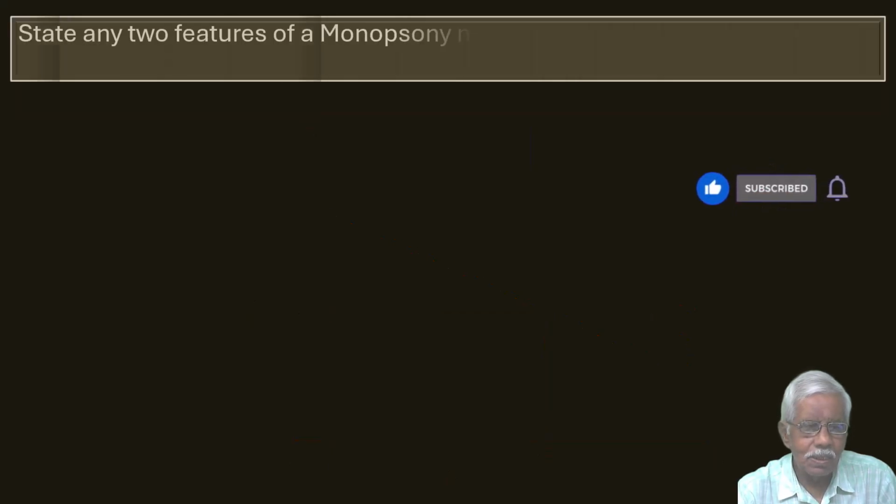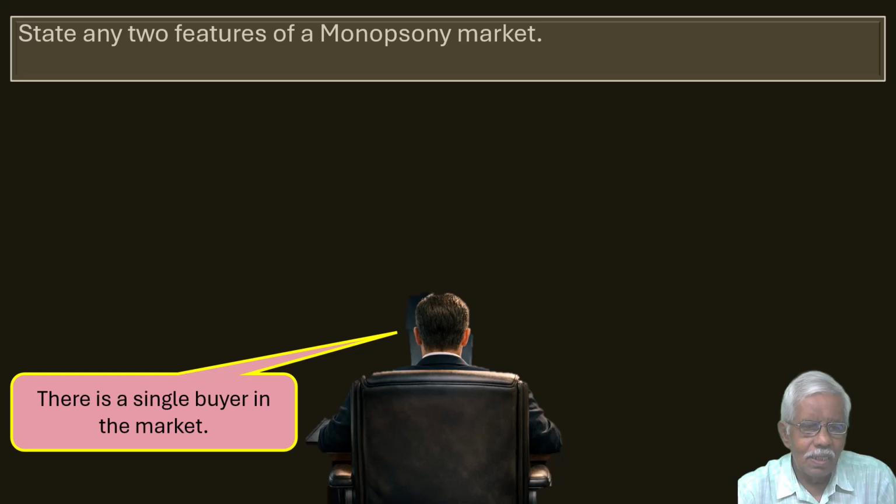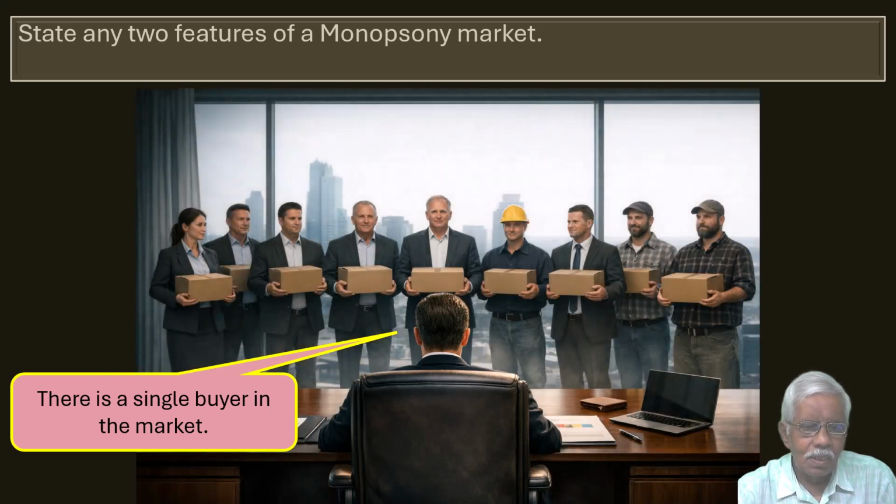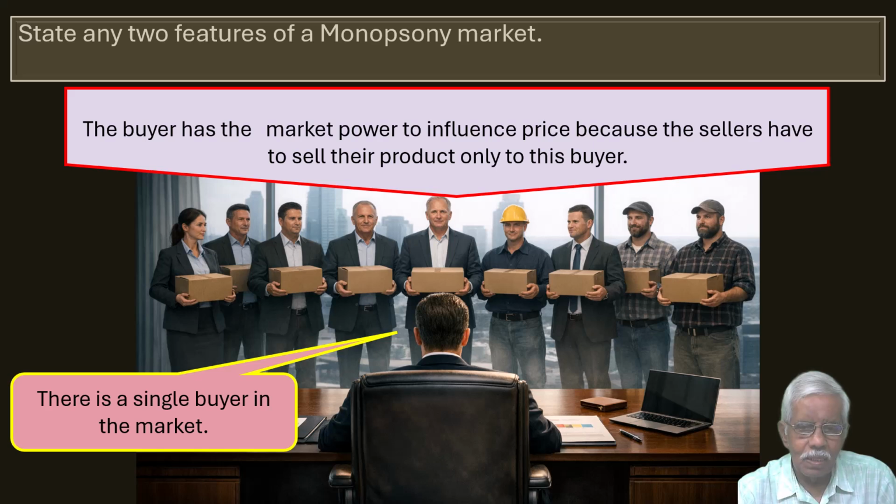Next question. State any two features of a monopsony market. Answer. 1. There is a single buyer in the market. 2. The buyer has the market power to influence the price because the sellers have to sell their product only to this buyer.